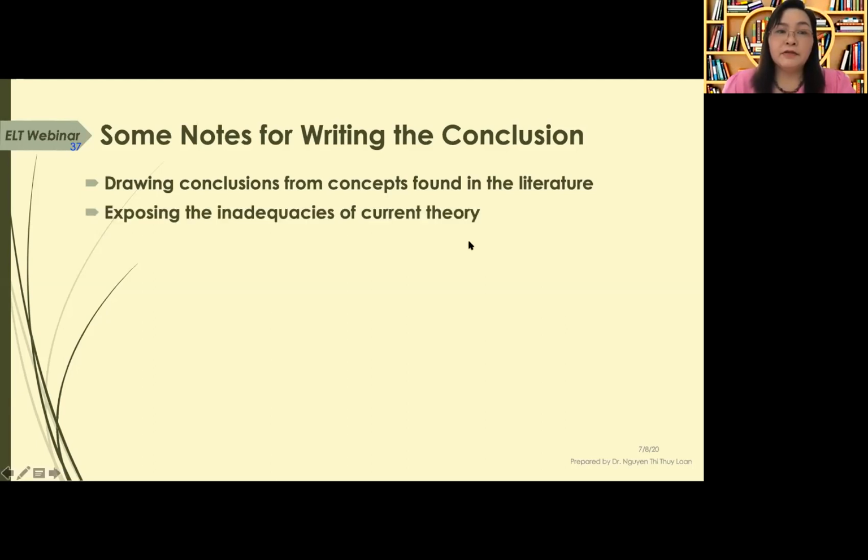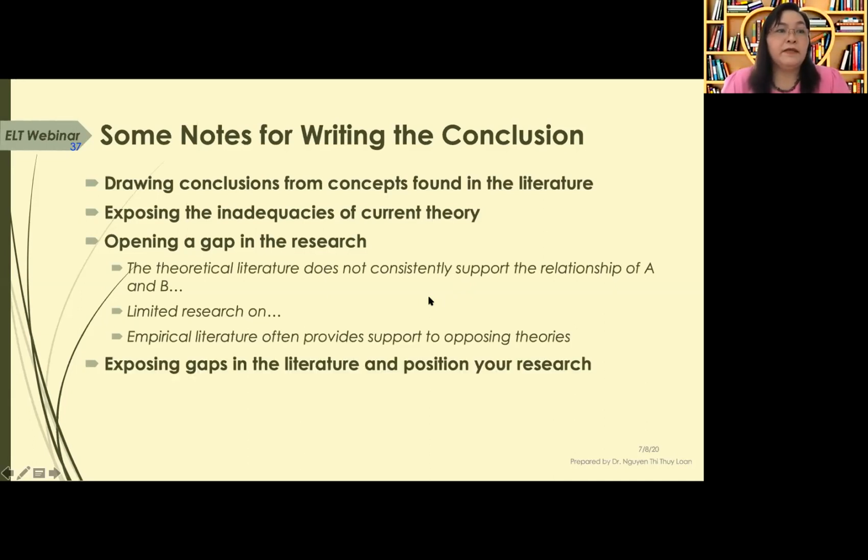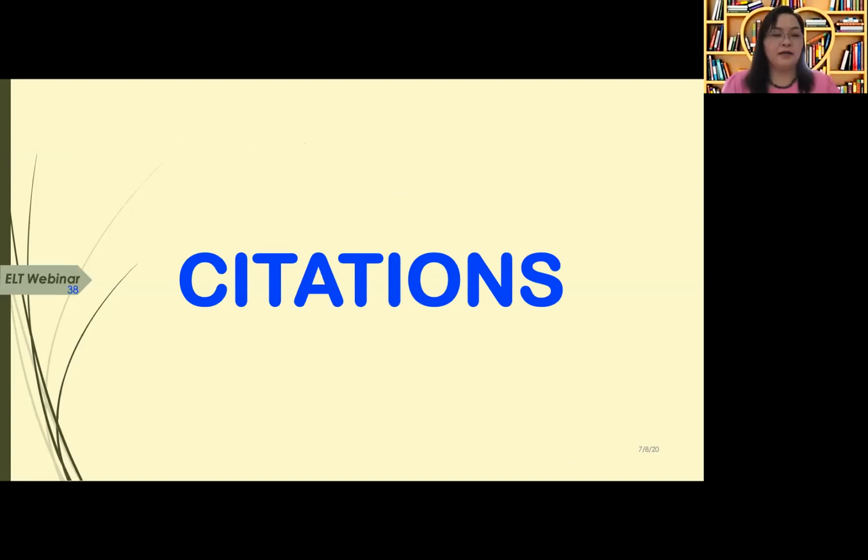So how to do that? You need to summarize and then show their weaknesses and maybe their strengths and maybe the gaps, and then you try to find a way to fill in those gaps. That's what you need to do in the conclusion. And that's also the main purpose of writing the literature review chapter, to establish your study in the literature. Now we come to the last part of my presentation, as I mentioned before.